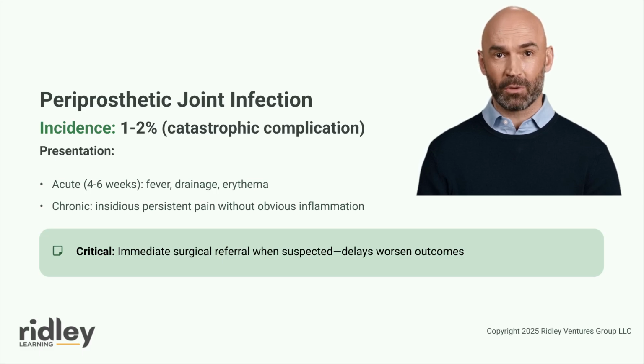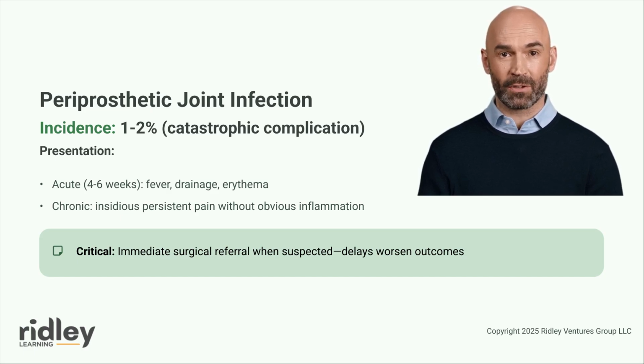Periprosthetic joint infection following shoulder arthroplasty, while uncommon with an incidence of 1 to 2%, represents a catastrophic complication associated with prolonged morbidity, multiple surgical procedures, substantial healthcare costs, and compromised functional outcomes even with successful treatment. Prevention through meticulous surgical technique, appropriate antibiotic prophylaxis, and optimization of host factors, particularly glycemic control in diabetic patients, is paramount.